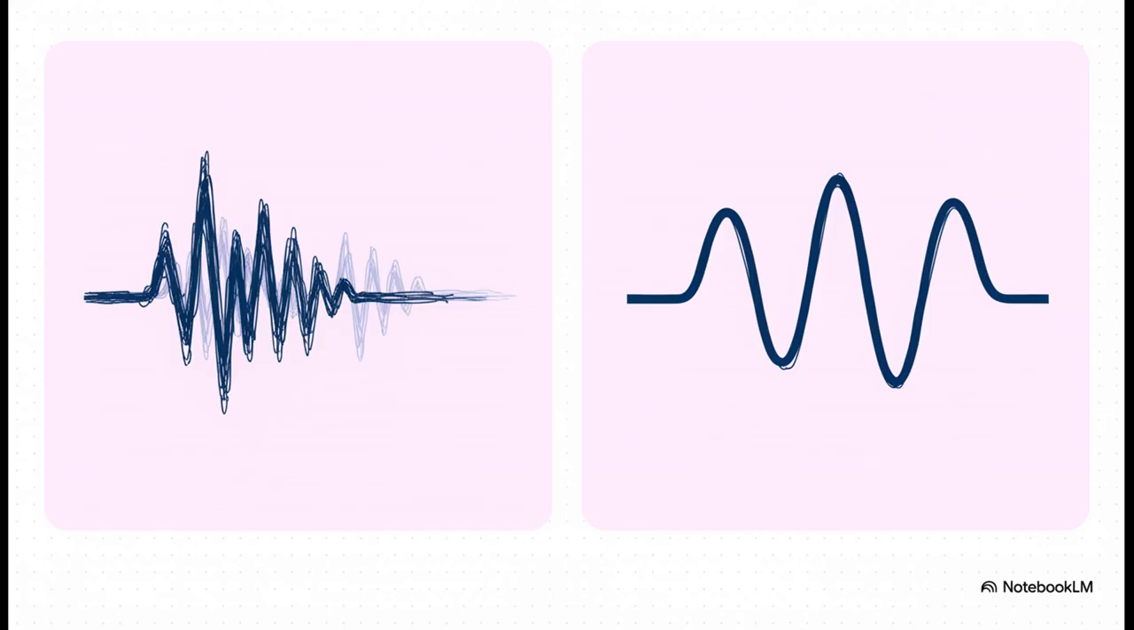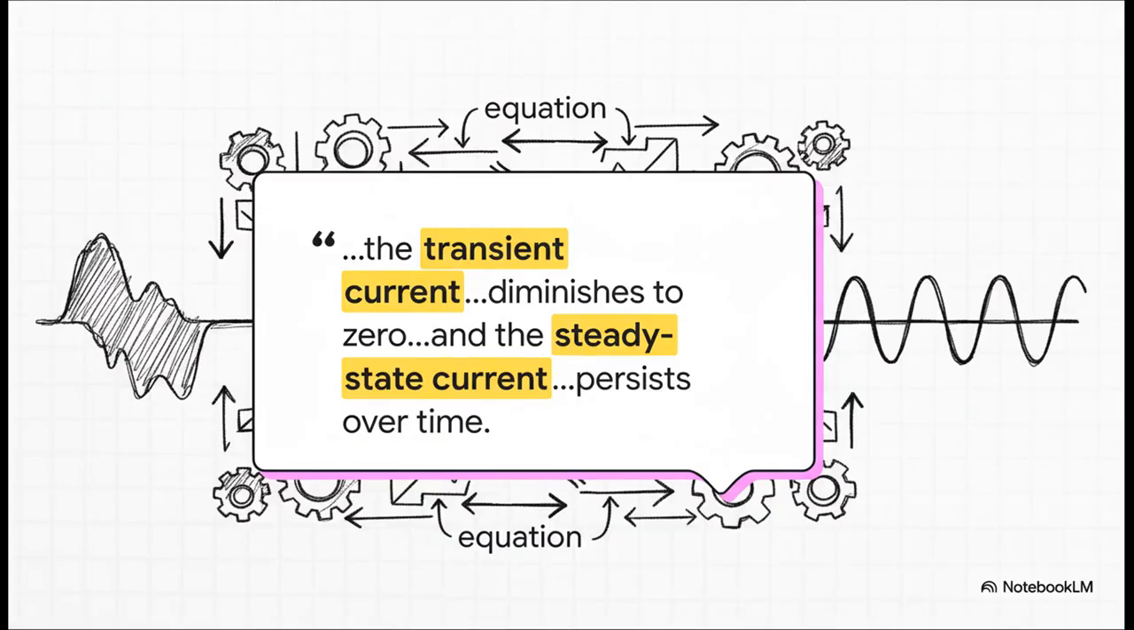This is the long-term, stable, predictable behavior. It's what the current does once all the initial drama is over, and it's just humming along, powered by the source. The source material really puts it perfectly. It says the current in an RLC circuit is composed of two distinct parts: the transient current, that diminishes to zero, and the steady-state current, which is sinusoidal and persists over time.